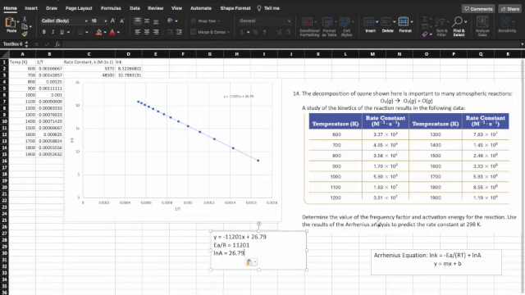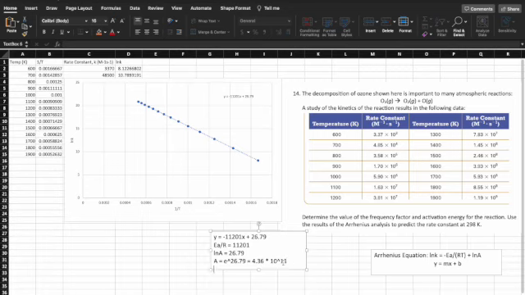The first question: determine the value of the frequency factor. Okay, so the frequency factor is A. So to find the value of A, we simply have to take the anti-log of 26.79. So let's do that in my calculator. A is equal to e raised to 26.79, and that ends up being 4.36 times 10 raised to 11. Okay, so that's the value of the frequency factor.